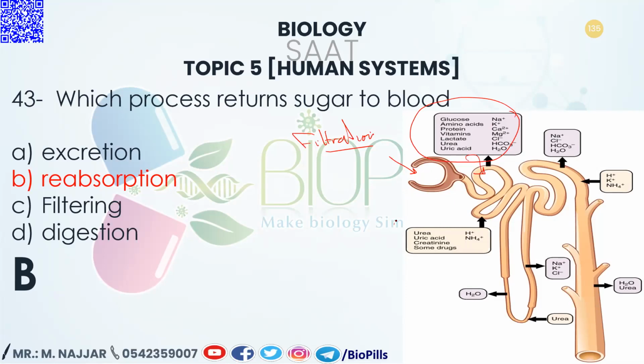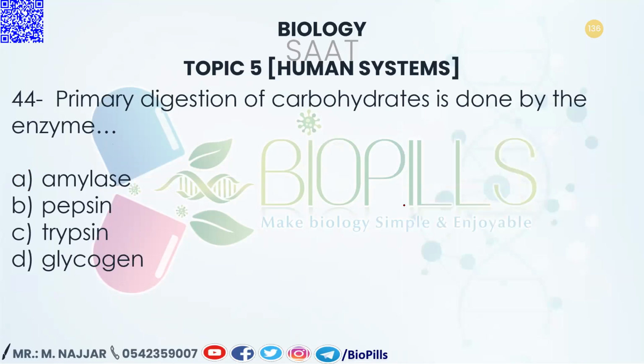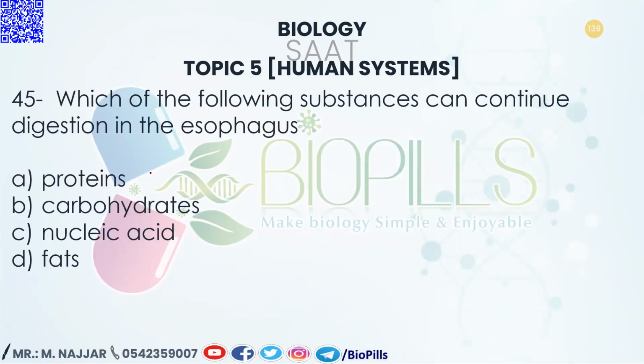Question number 44. Primary digestion of carbohydrates is done by which enzyme? Of course, it is done by the amylase in the mouth. Perfect. Question number 45. Which of the following substances can continue digestion in the esophagus? Of course, the carbohydrates. Because in the esophagus there are no secretions, and the salivary amylase that was secreted in the mouth will continue.